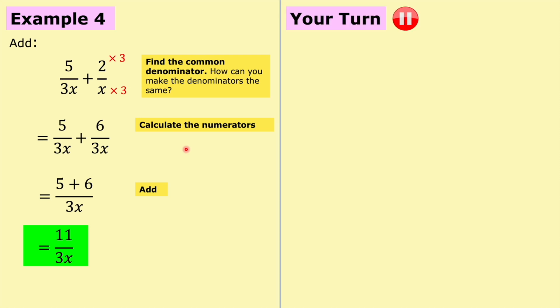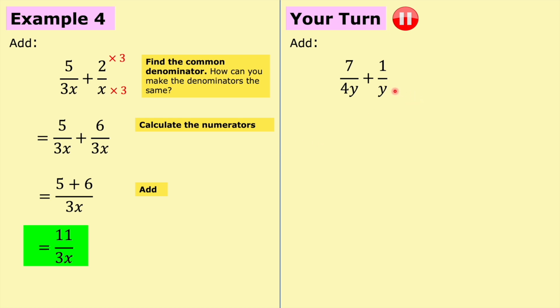And again, one for you to try. Can you please solve 7 over 4y, add 1 over y? Following the example closely. Okay, let's go through the answer for this one.